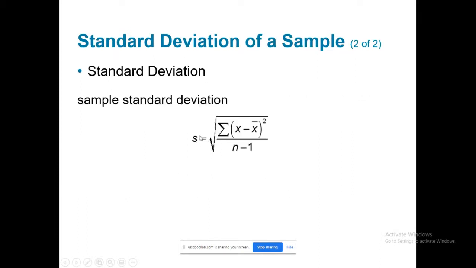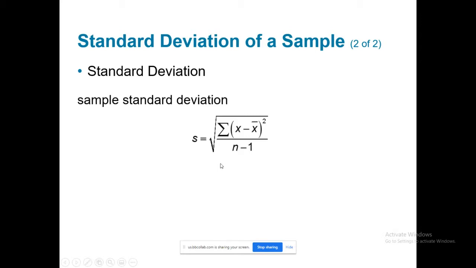And here's the formula to calculate the standard deviation. S is equal to the square root of the summation of (x minus x bar) quantity squared. So first you would find your mean. You would take each value, subtract it from the mean. You would square that quantity. You would add up all of those values. You would divide by n minus 1, and you would take the square root.